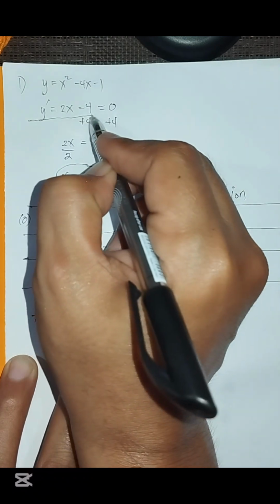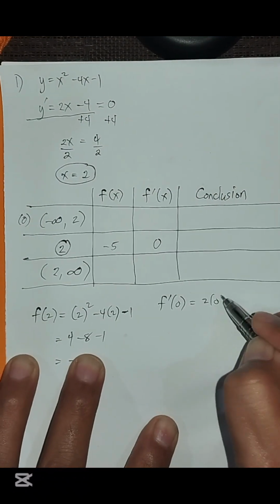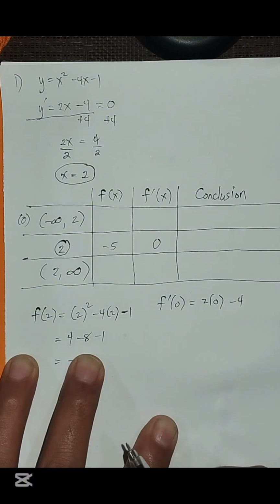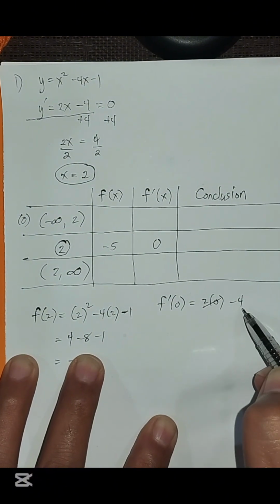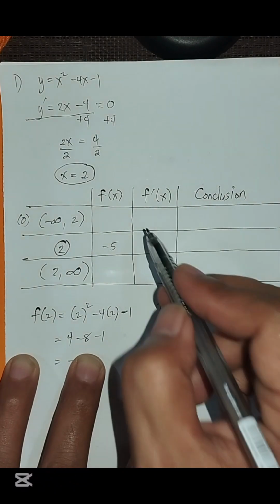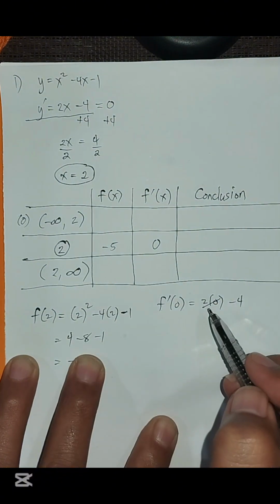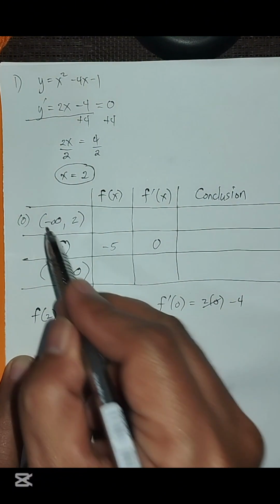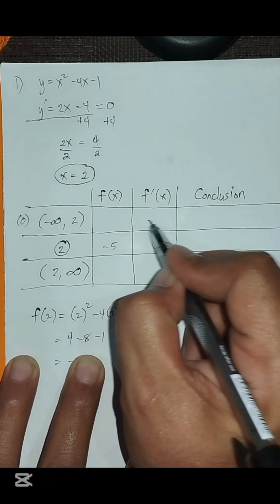The derivative is 2x minus 4. So substitute 0, so we have 2 times 0 minus 4. Okay, so 2 times 0, that is 0. 0 minus 4, so we have negative 4. So remember, we are only interested in the sign. So therefore, in this interval, negative infinity up to 2, when we substitute any number from this interval, the sign of this will always be negative.